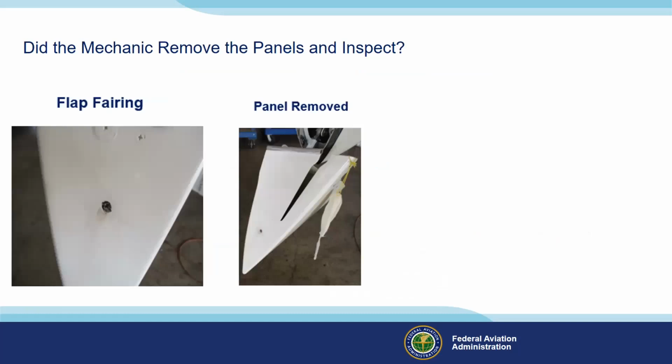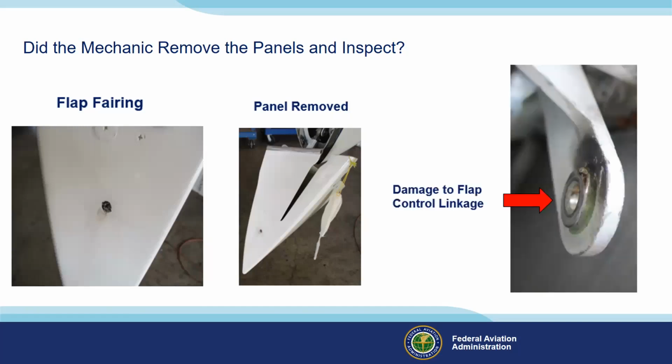So here we find the flap fairing, and there it is with the panel removed. Well, this aircraft was actually flown on a ferry permit to a different airport for the repair. And underneath the fairing at the airport where it was being repaired, they actually pulled the panel and they saw this damage. And that's on the flap control linkage.